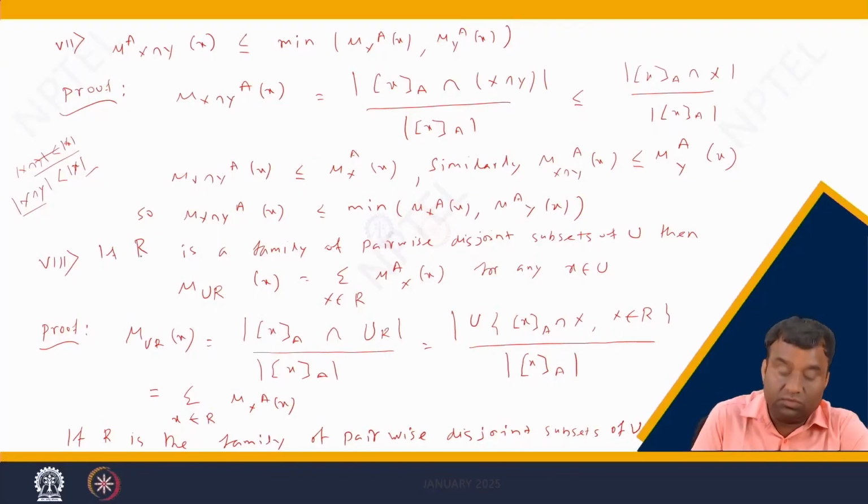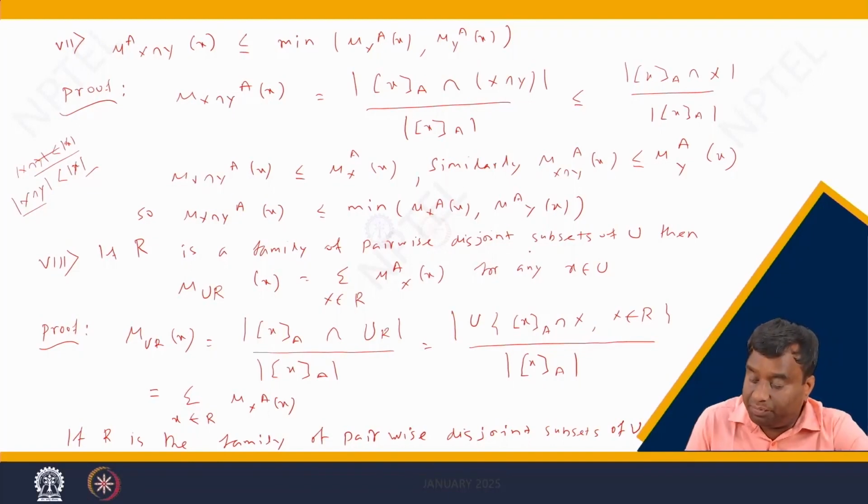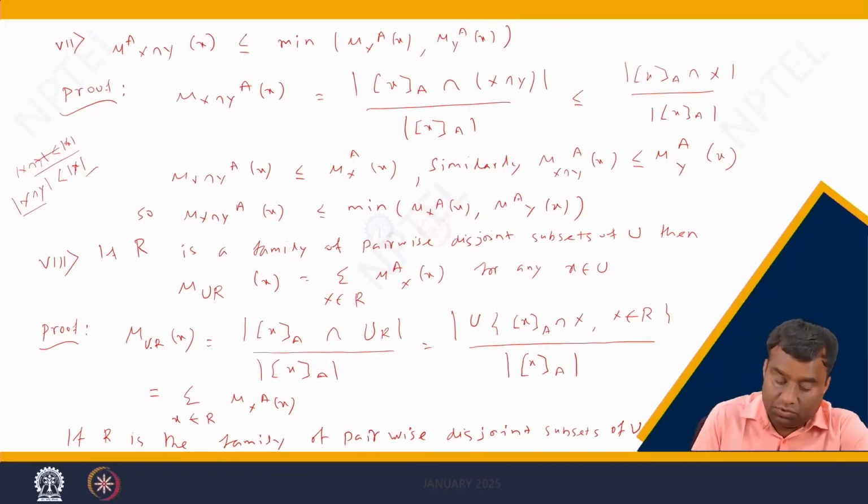That means that mu_{X intersection Y}^A(x) is less than or equal to the minimum of mu_X^A(x) and mu_Y^A(x). So if R is a family of pairwise disjoint subsets of U, then mu of the union of all X in R is equal to the summation over X belonging to R of mu_X^A(x), for any x belonging to U. So mu of the union of R is the cardinal number of [x]_A intersection the union of all the sets in R, divided by the cardinal number of [x]_A. So that is the union of [x]_A intersection X where X belongs to R, divided by the cardinal number of [x]_A. So that is the summation over X belonging to R of mu_X^A(x), where R is the family of pairwise disjoint subsets of U.